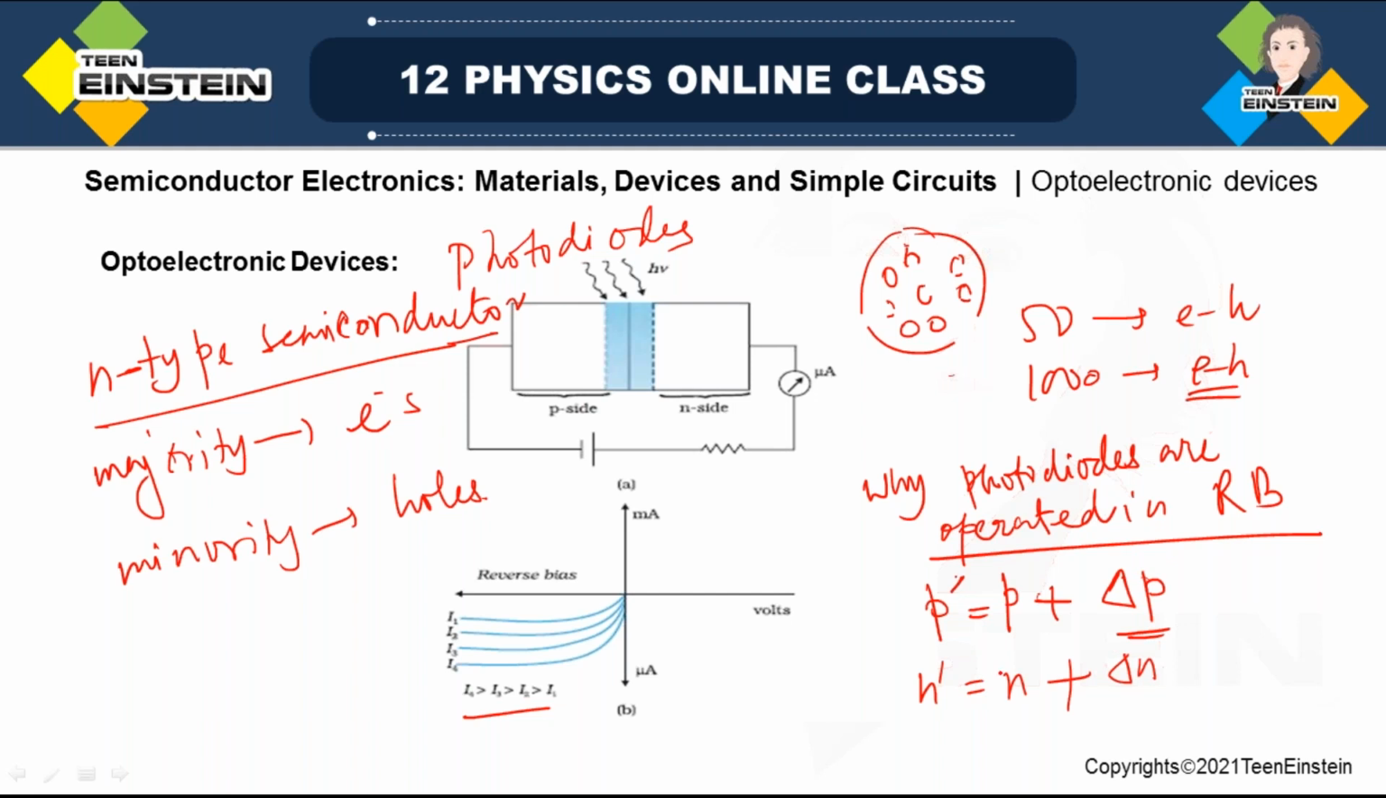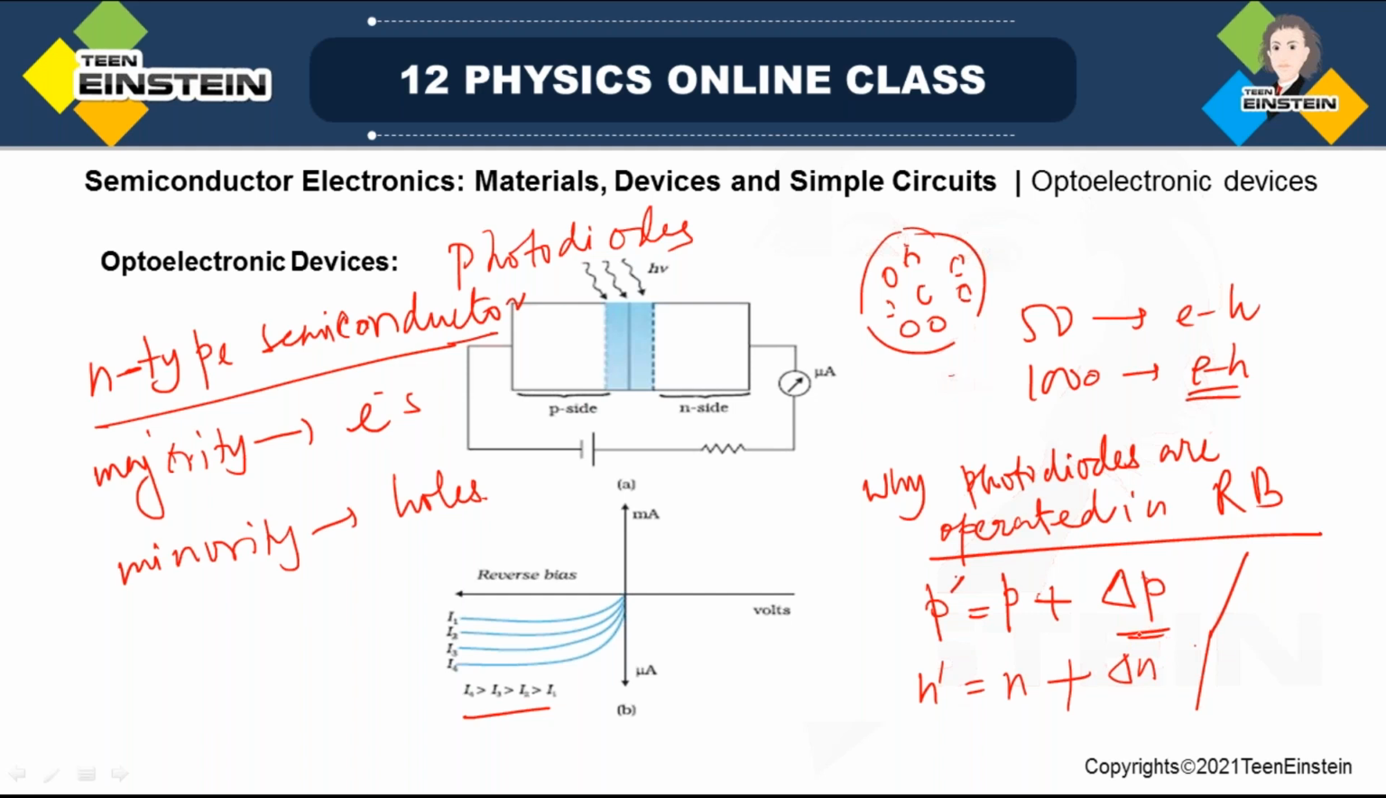Now look, in forward bias, electrons go from n to p, and holes go from p to n. That means the majority carriers go to the minority region. Now in the reverse bias case, we can show that the current is dominated by minority charge carriers.